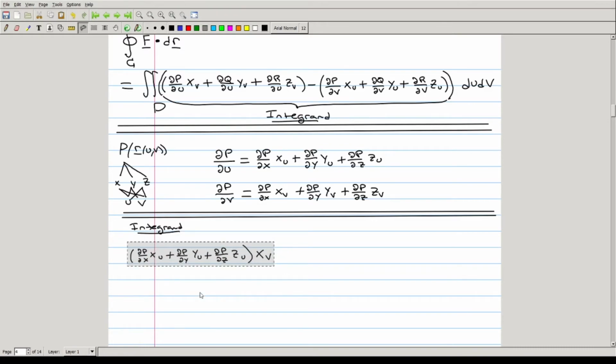This is the first term in the integrand, plus the second term in the integrand, which is going to be dq dx times xu plus dp dx, or sorry, not dq dx, but dp dx. But yes, it's the u derivative of q, which is a chain rule applied here, just like I did before.